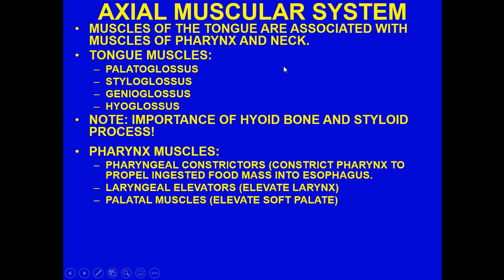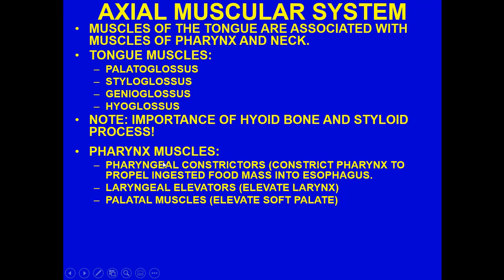Muscles of the tongue are associated with the muscles of the pharynx and neck. The tongue muscles include the palatoglossus, the styloglossus, the genioglossus, the hyoglossus. Glossus refers to the Greek for tongue, speech. So it depends where they initially attach to: the hyoid bone, the styloid process, etc. It is important for you to keep in mind that you have the hyoid bone and the styloid process present.